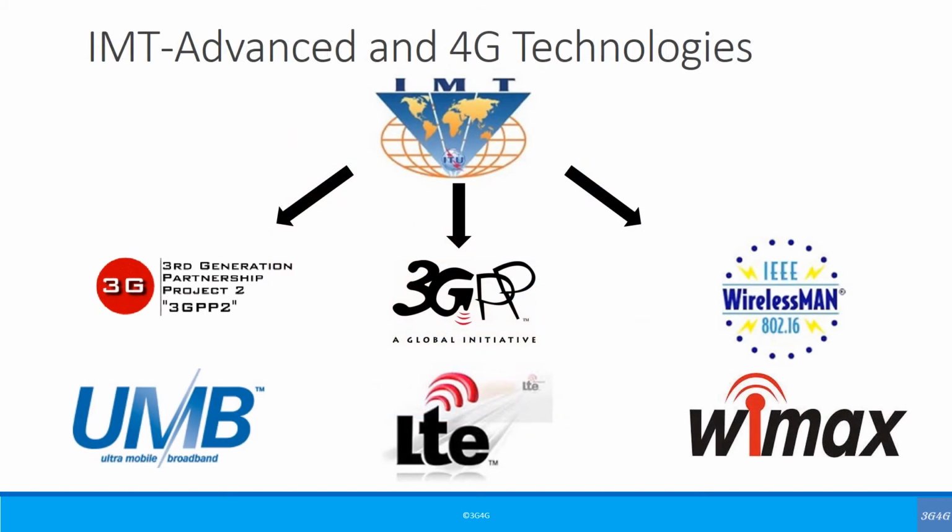There were three different 4G technologies that were actually submitted to the ITU for IMT Advanced. One was the evolution of CDMA2000. It was called Ultra Mobile Broadband. Another one was the 3GPP path, so from GSM to UMTS, now LTE. And the new entrant was a technology called the IEEE Wireless MAN, or 802.16, which is also known as WiMAX.